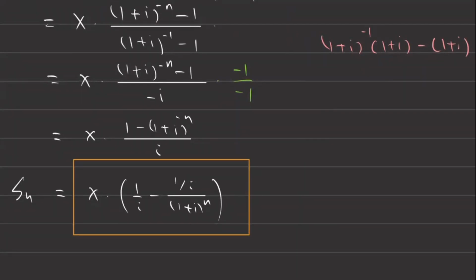And that is the financial formula that we all use to compute the present value of a stream of cash flow, with I as your interest, X as your payment, and N being the total number of payments.